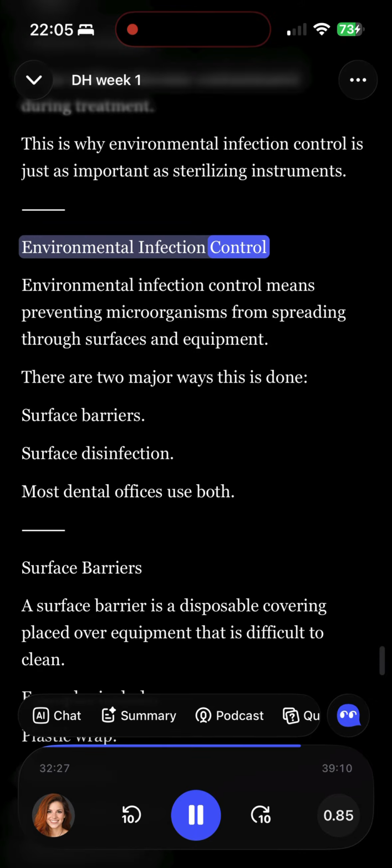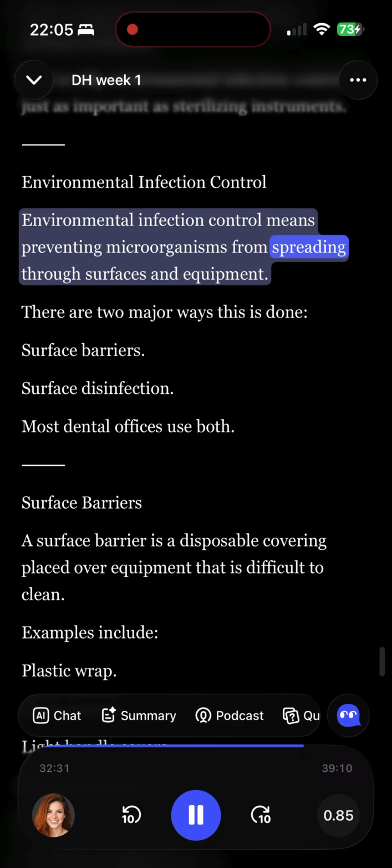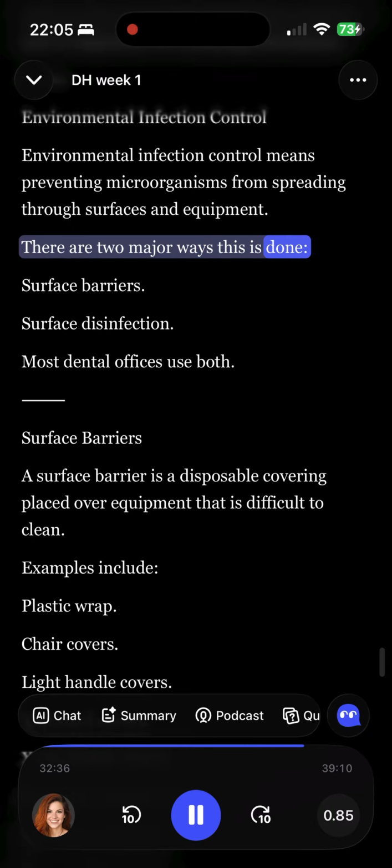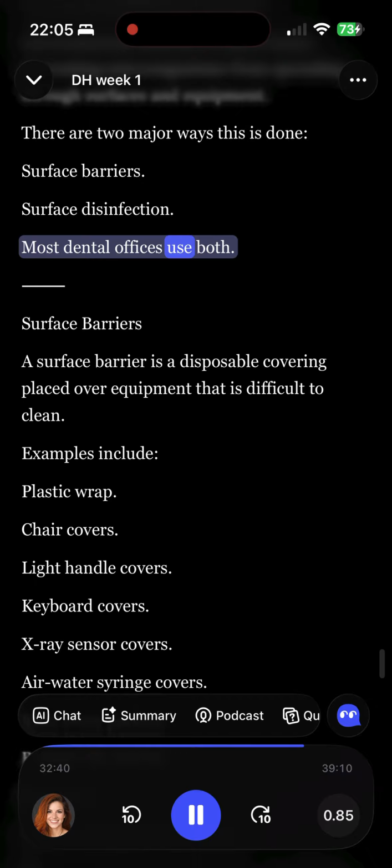Environmental infection control means preventing microorganisms from spreading through surfaces and equipment. There are two major ways this is done: surface barriers and surface disinfection. Most dental offices use both.